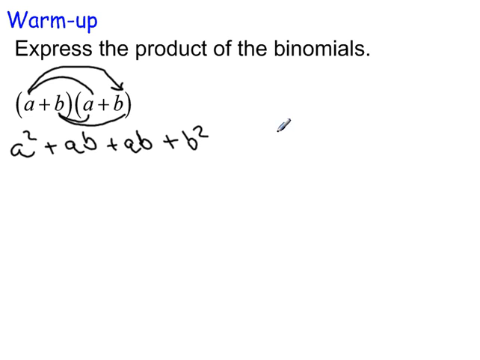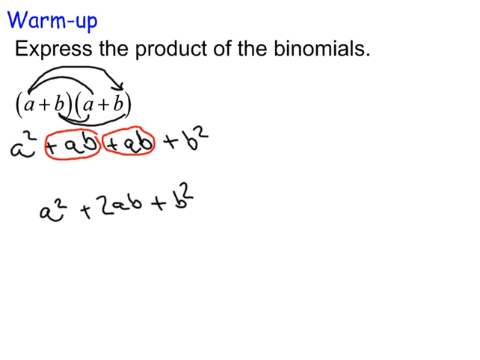So you just FOIL it out, and then you combine the two middle terms. So you got plus ab and plus ab. That's going to give you a squared plus, combine the two middle terms, 2ab plus b squared.